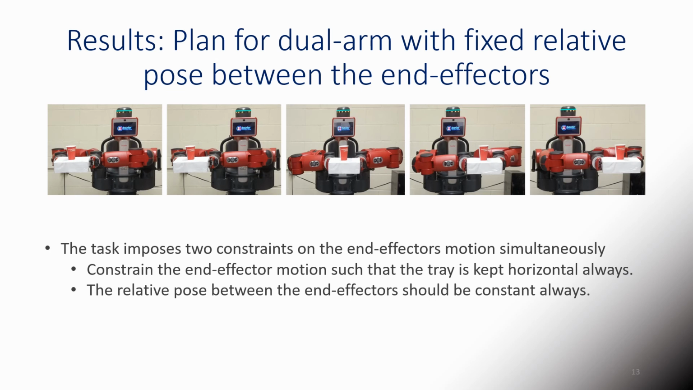Now I present an application of the third feature of the proposed planner. In this example, we consider a dual-armed manipulation task where the robot has to carry a tray with a glass of liquid from one position to another using both hands. There are two types of constraints that need to be maintained. A. The orientation of the tray should not change during the motion, and B. The relative pose between the hands should not change during the motion.